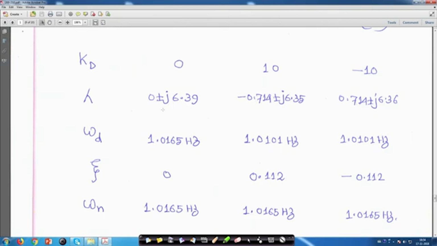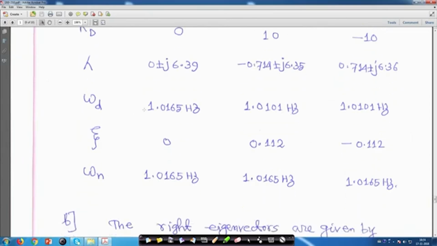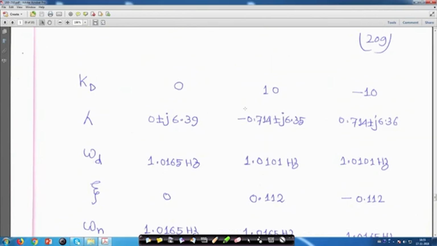Now, if you calculate the damped frequency, it is 1.0165 hertz when kd is equal to 0, but when kd is 10 or minus 10, it remains the same, 1.0101 hertz. For kd equal to 0, xi will be 0, here it will be 0.112 and here minus 0.112, and omega n will be 1.0165 hertz in all cases. These results are given in tabular form.